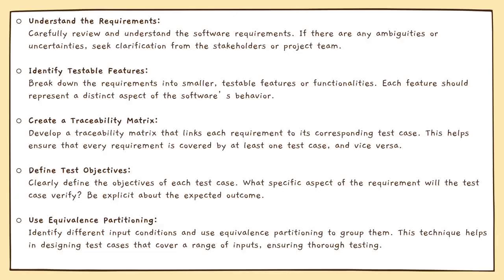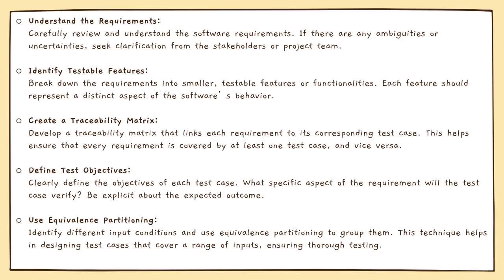Understand the requirements. Carefully review and understand the software requirements. If there are any ambiguities or uncertainties, seek clarification from the stakeholders or project team. Identify testable features. Break down the requirements into smaller, testable features or functionalities. Each feature should represent a distinct aspect of the software's behavior.